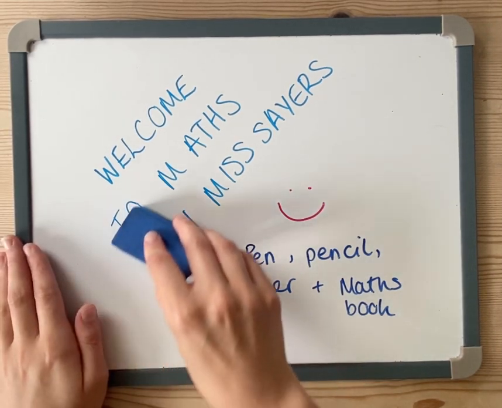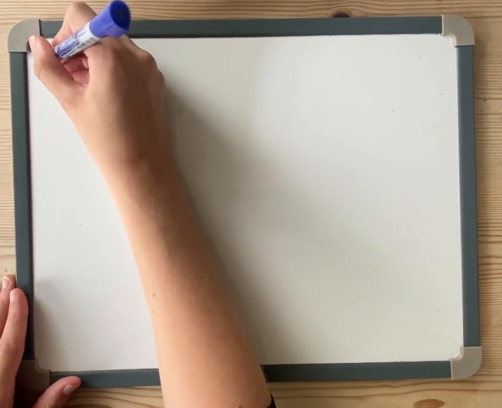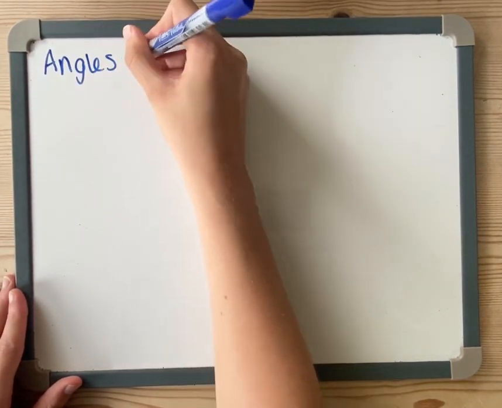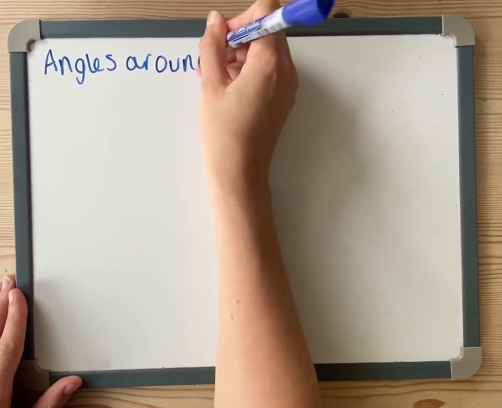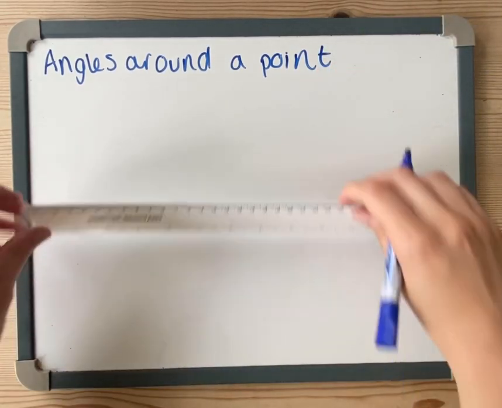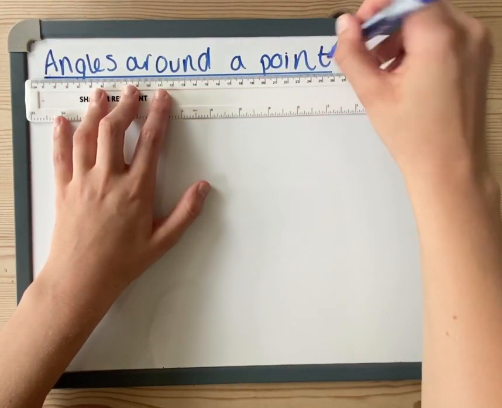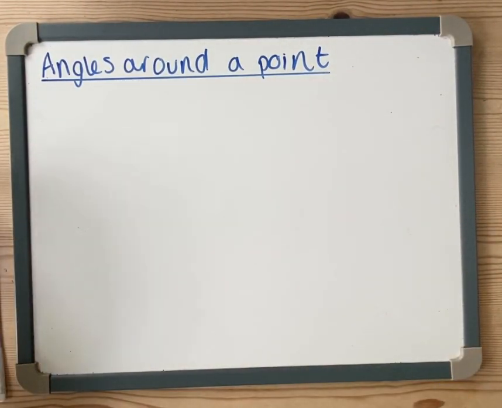Right, I'm gonna get started. So today we are gonna carry on learning about angles, and we are going to be particularly learning about angles around a point. Okay, once you've written that title, can you please underline it? And again, at any point, if you need more time, please make sure you pause the video and give yourself that extra bit of time. You do not have to go at the same pace as me.